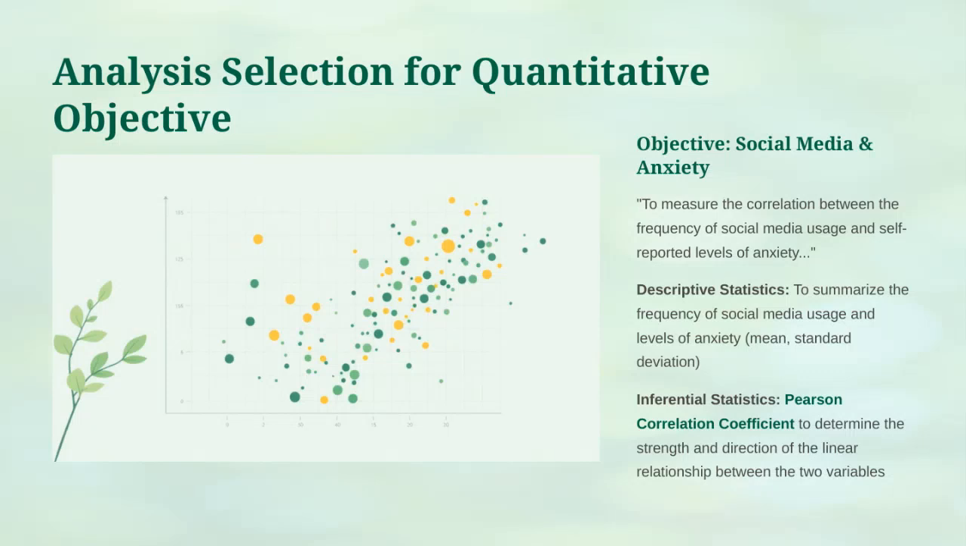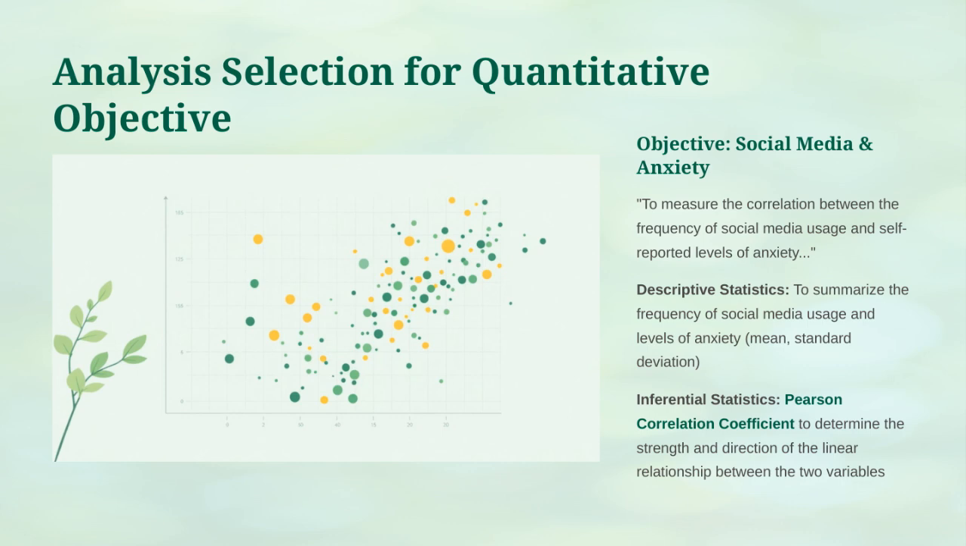Now, to measure the correlation between the frequency of social media usage and self-reported levels of anxiety, we turn to inferential statistics, specifically the Pearson correlation coefficient. This helps us understand both the strength and the direction of the linear relationship between these two variables.